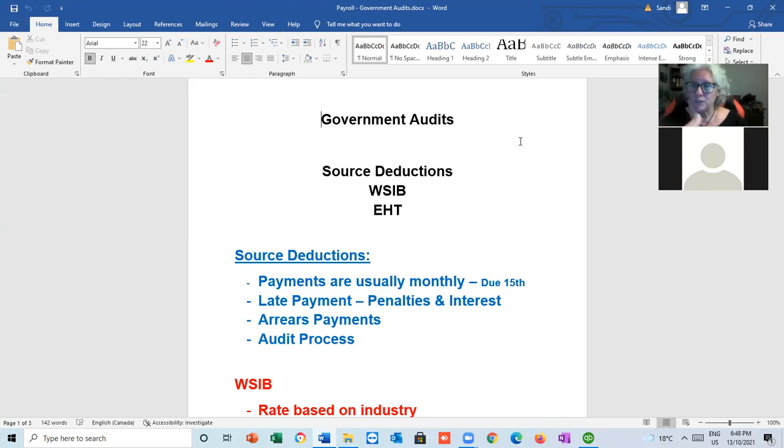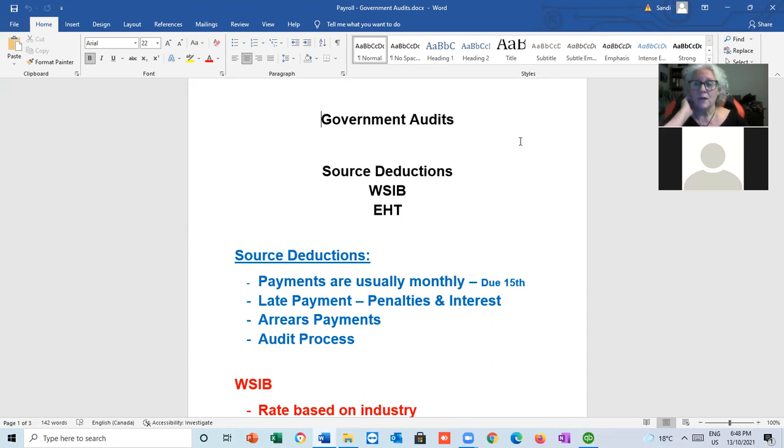We have source deductions, which is usually on a monthly basis, the payments. You can be on a different schedule, which could be quarterly. But if you have a huge, massive payroll, you could be on an accelerated remittance, where it's the 10th and the 25th of the month that you have to pay. And if it's even bigger than that, you have to pay your payroll deductions on a weekly basis. Really tough on the cash flow. That's usually when you have a payroll that's within $1 million.